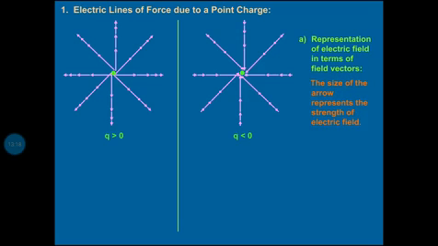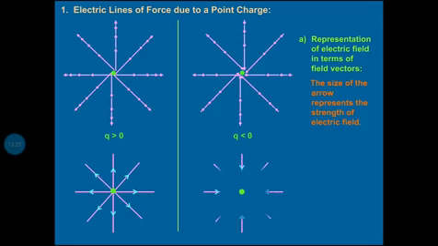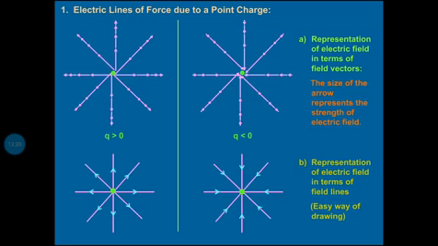And here I mention two types of electric line of force diagram. The first one is a representation of the electric field in terms of field vectors. Here the size of the arrow represents the strength of the electric field. So how much strength is in the electric field will be shown here. And in the second figure, the representation of the electric field in terms of field lines. And the second one is easy to draw. You can draw this in your exams. For the second one, the lower of these two diagrams.